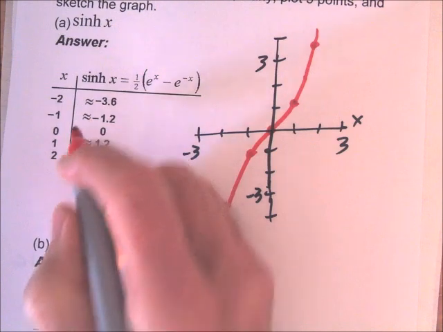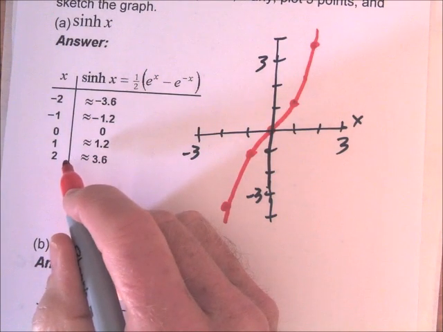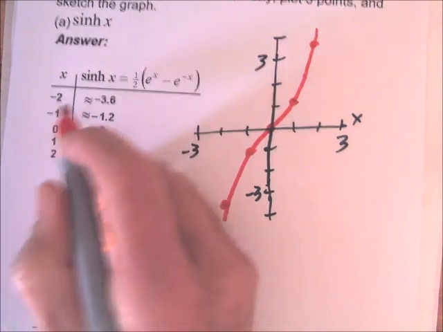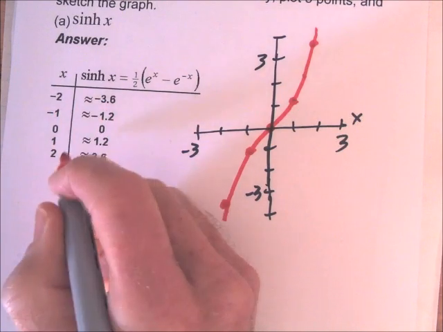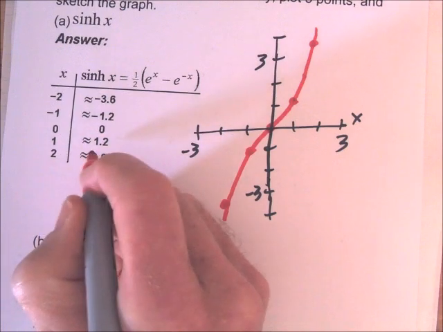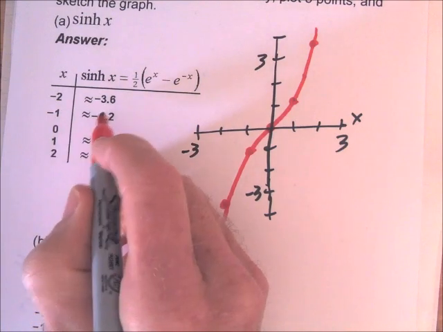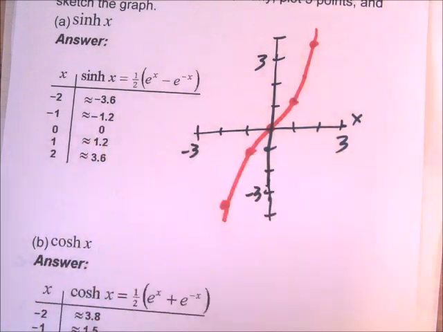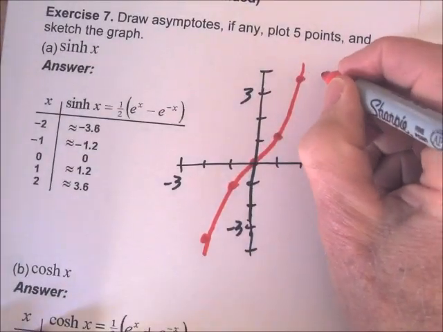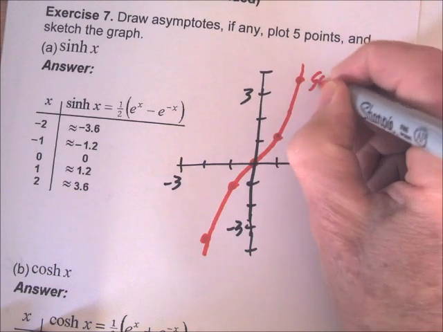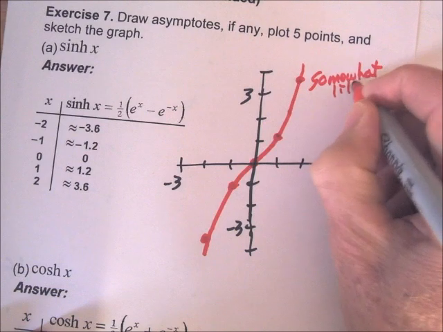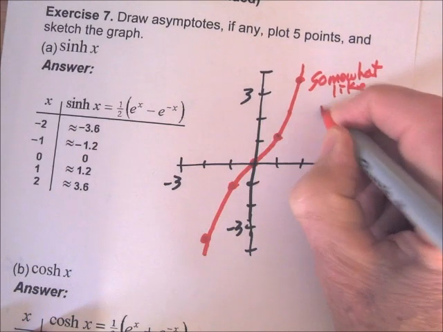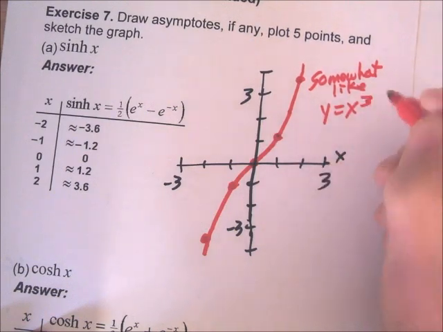So the sinh of negative 2 is going to be the opposite sign from the sinh of 2, and the sinh of negative 1 the opposite sign from the sinh of positive 1. Anyway, it looks somewhat like y equals x cubed. It's not exactly the same, but somewhat like y equals x cubed, which is also an odd function.